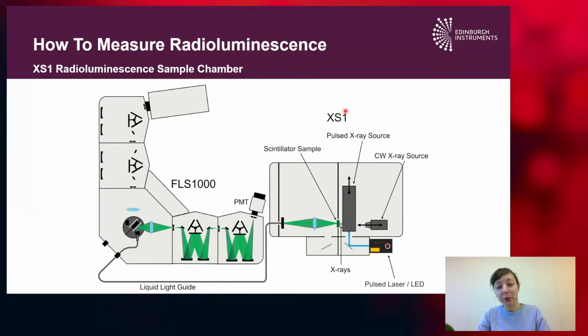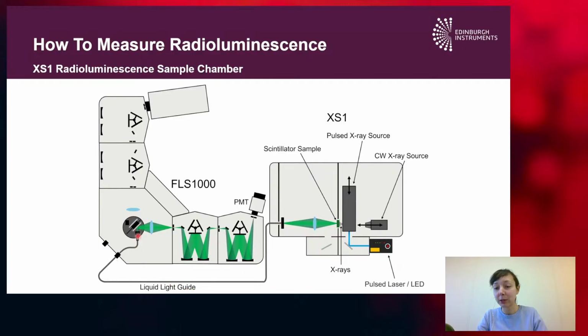Here's a schematic of what goes on in this experiment. On the right-hand side, we have the XS1 chamber, and inside it, you can see there's a pulse X-ray source in the schematic, and also a continuous or CW source. In this case, we have the pulse source in the exciting position, so it's providing X-rays to a scintillator, and the scintillator emits visible light, which is represented in green here. The light is collected by some optics and then coupled to a liquid light guide. And the liquid light guide takes the signal into the PL spectrometer.